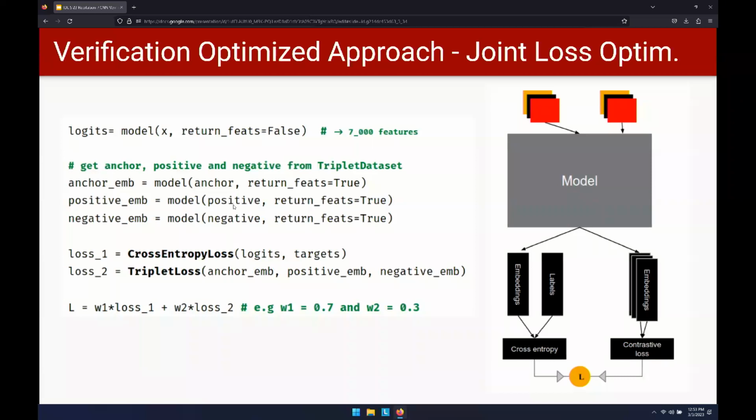How do we decide the weights for each loss? Here you said it's 70% and 30% weightage. Do we just tune that? Yeah, it's a hyperparameter that you have to tune for.